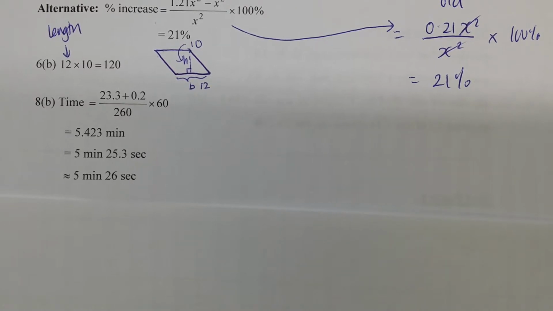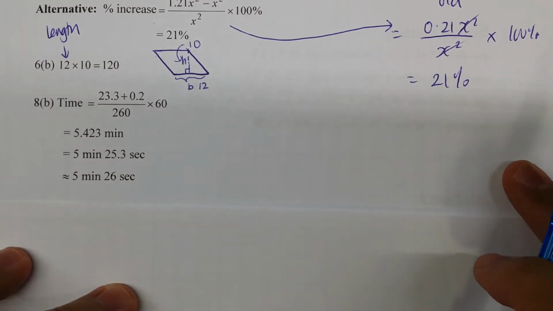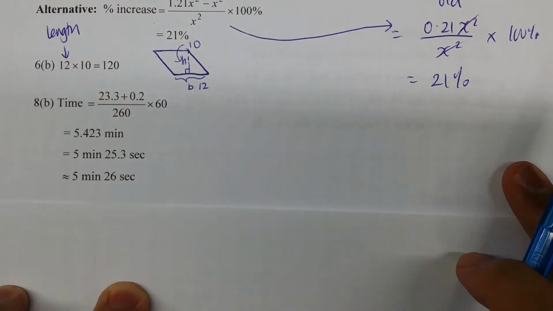Now the question is this: part B, they are asking, calculate the minimum amount of time taken for the train to pass completely through the tunnel. Give your answer in minutes and seconds, correct to the nearest second. This is a question that appeared before in O level. So how to do this question? Basically, you have to understand what the question is asking about.